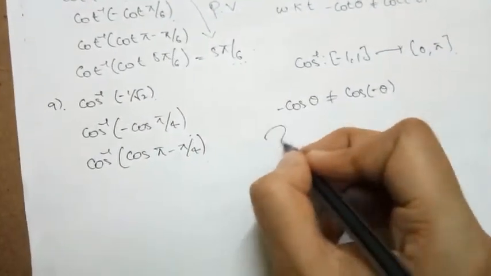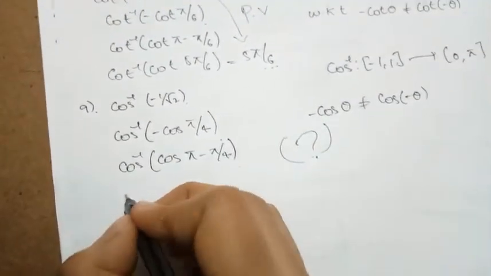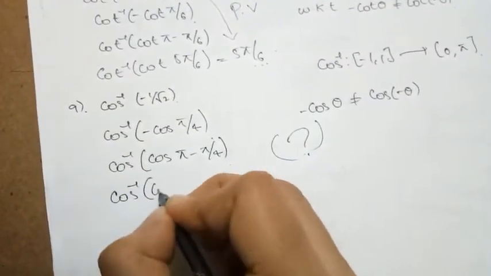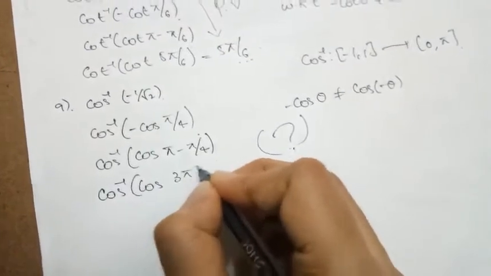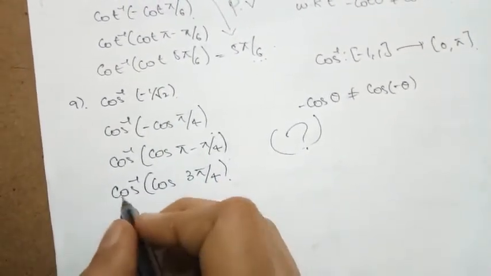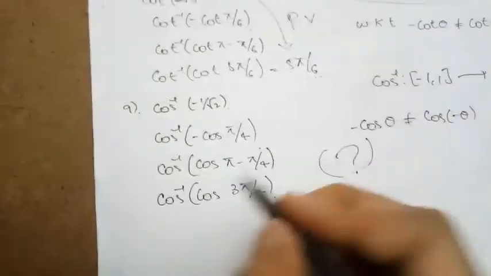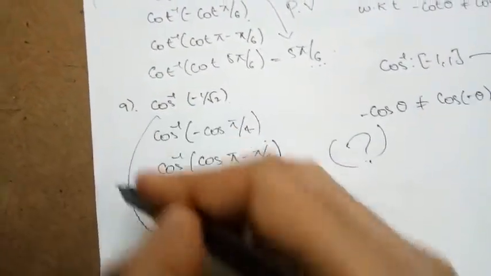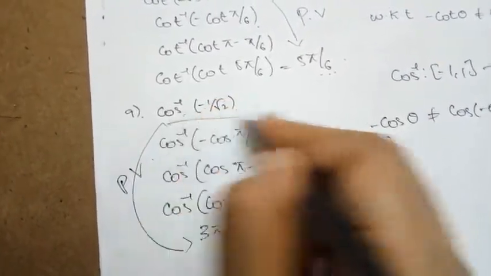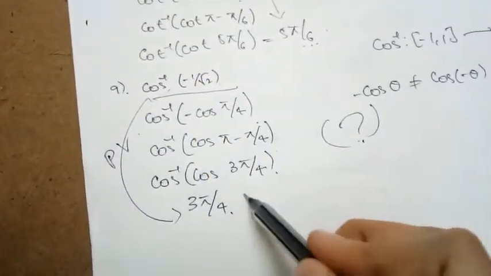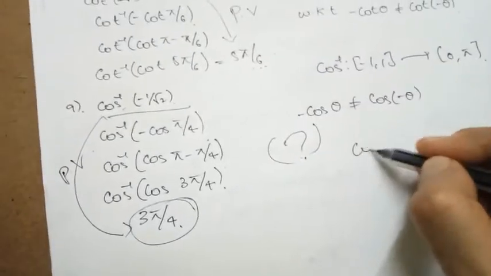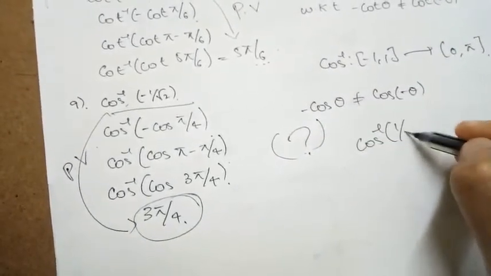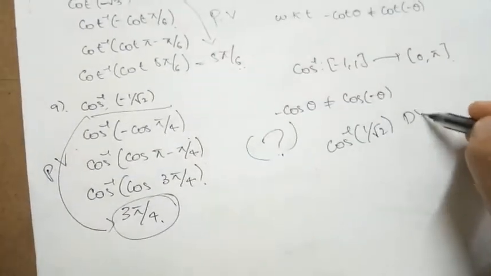Why so? I have already explained this reason. So cos inverse of cos of pi minus pi by 3 is nothing but 2 pi by 3. Therefore the principal value of cos inverse of minus 1 by 2 is 2 pi by 3. So try to do it yourself for cos inverse of plus 1 by 2.